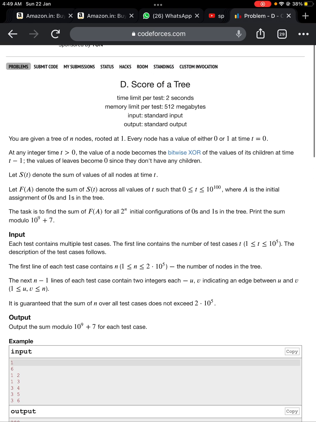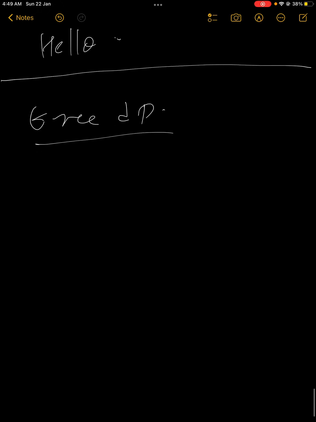It's a good question, and the good part is that it does not require knowledge of any advanced data structure. Just a basic knowledge of trees is sufficient. Someone will suggest tree DP here, but I don't think there's anything related to DP here. So basically, the solution is, if you see, here we will use probability more precisely.